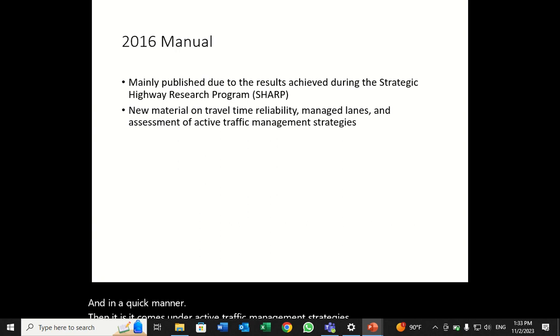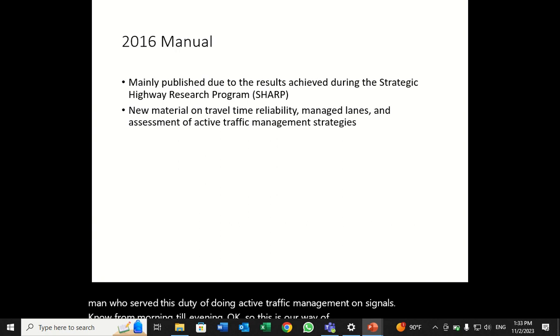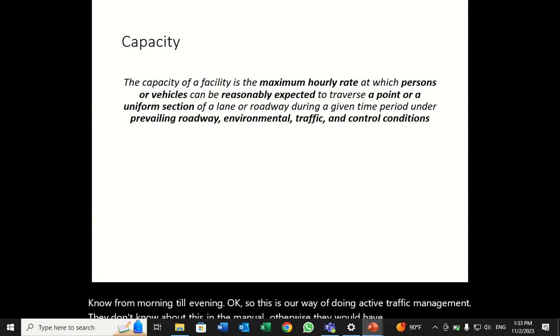In Bahrain, we see there are policemen who serve this duty of doing active traffic management on signals, from morning till evening. Okay, so this is our way of doing active traffic management. They don't know about this in the manual, otherwise they would have included it.